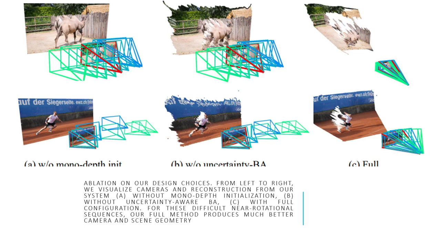Here we are seeing three pictures. The first is without mono depth initialization, which we compare with the second one, which is without uncertainty-aware bundle adjustment optimization. Then the third one is with the full configuration. Here we can see our full method produces much better camera and scene geometry when compared to A and B.